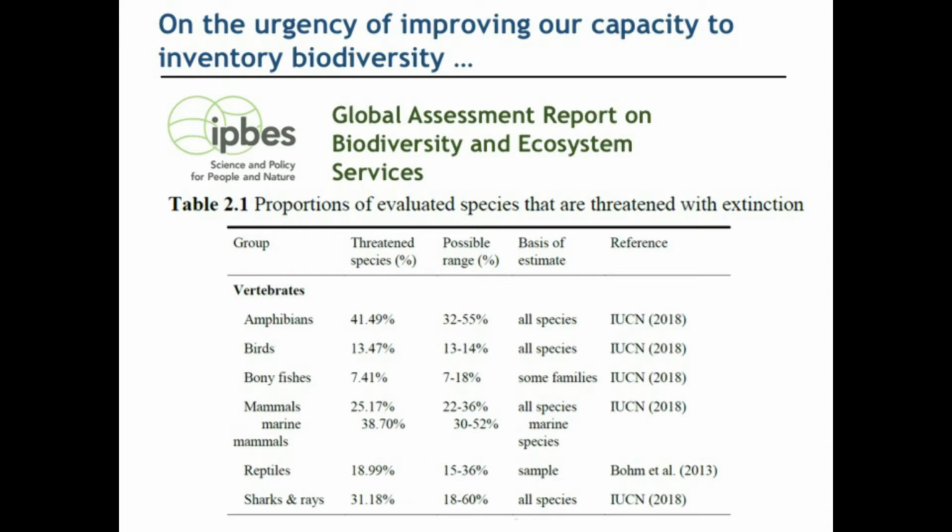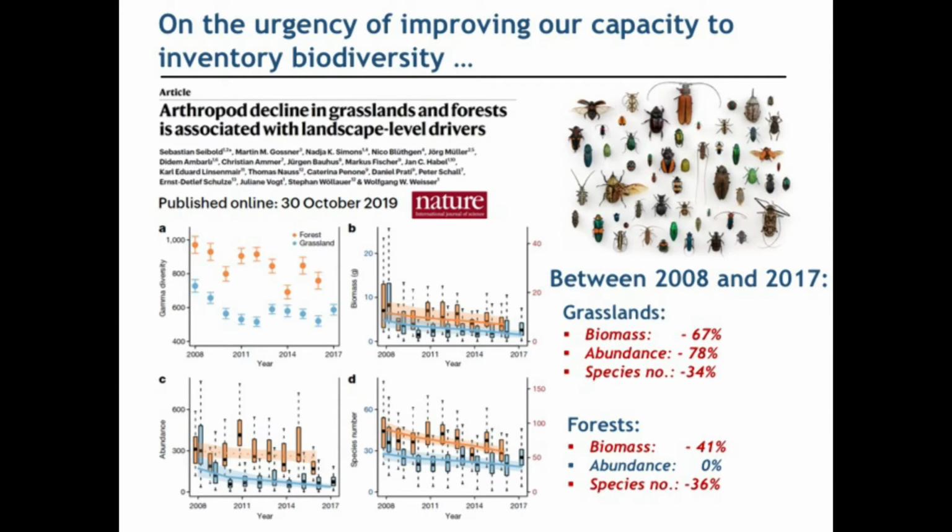In this report, we find also quite a few tables that report on the proportion of endangered species. This table is for vertebrates, again, that are threatened with extinction. You can see that the percentage, especially for amphibians, and skates and rays, this percentage of threatened species across the globe is pretty alarming.